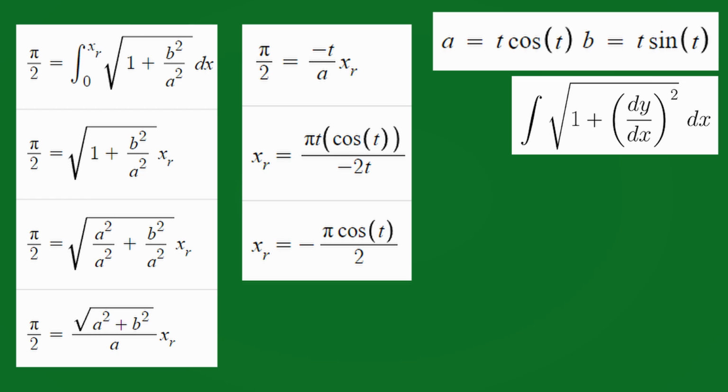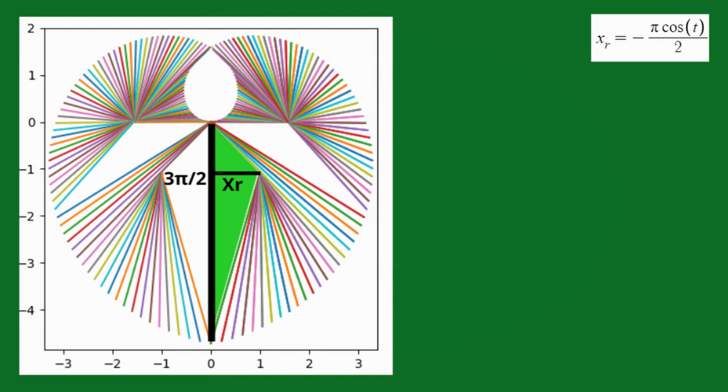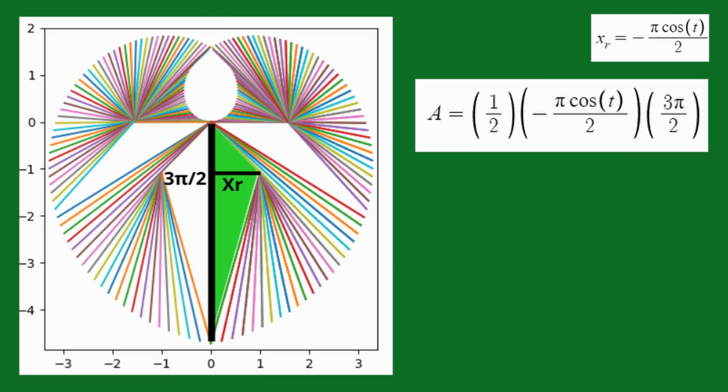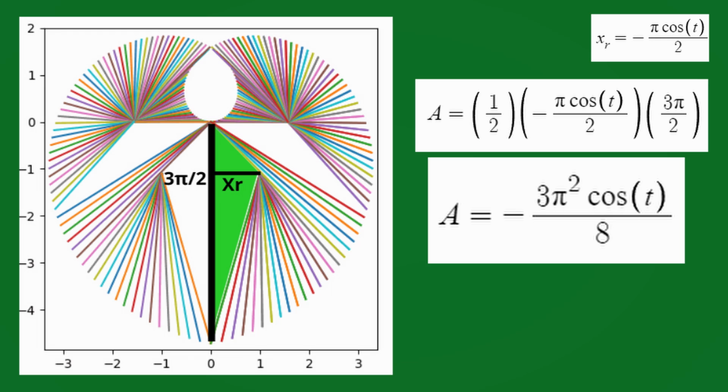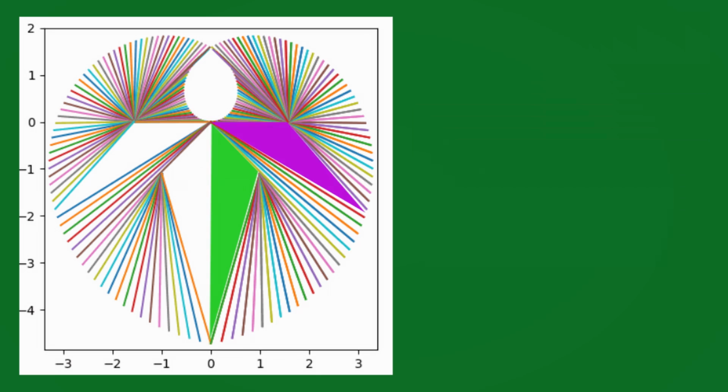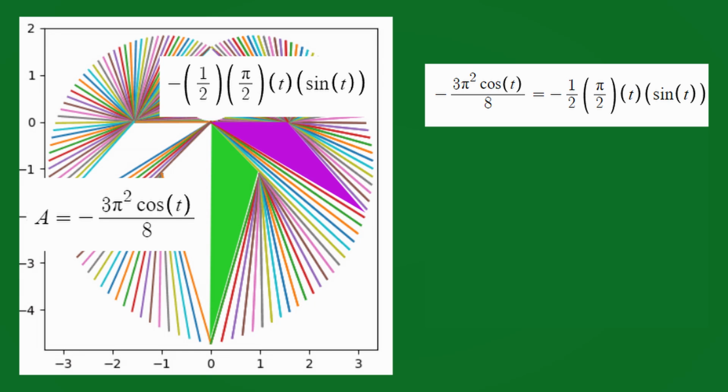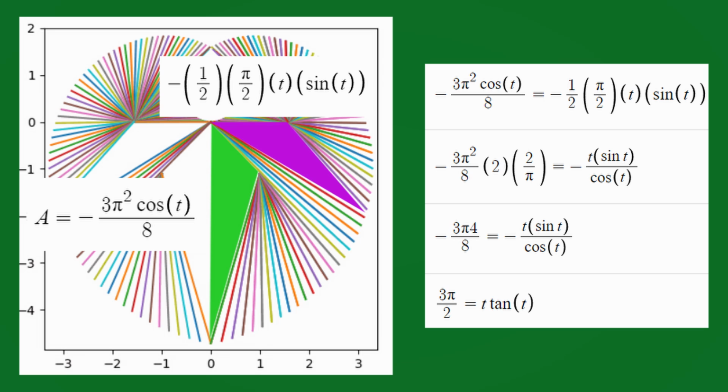This spits out a negative x value though, and we want it to be on the right side of the y-axis, so we will apply a negative. Using the previous logic of using the height of x sub r and a base of 3 pi over 2, we get the equation of the bottom triangle is going to be 1/2 times negative pi cosine of t over 2 times 3 pi over 2, which becomes negative 3 pi squared cosine t over 8 as the final area equation. We can now take the equations of both the areas of the triangle and set them equal to each other. Simplifying gives us 3 pi over 2 is equal to t times tangent of t.